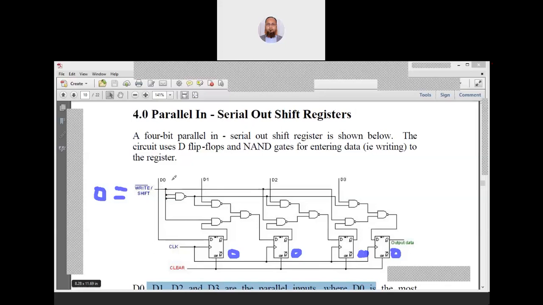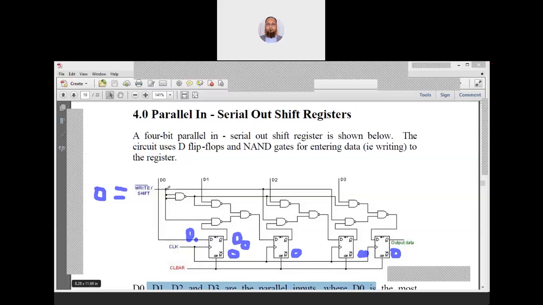Now I'm not giving any data to D0, D1, D2, D3. So D0 is the input, and as soon as the clock comes, the output will be available here. This input and this output will have a certain amount of delay, whatever the delay of the flip flop, let's say it is 50. So 50 nanoseconds after the clock comes, this output will be available.